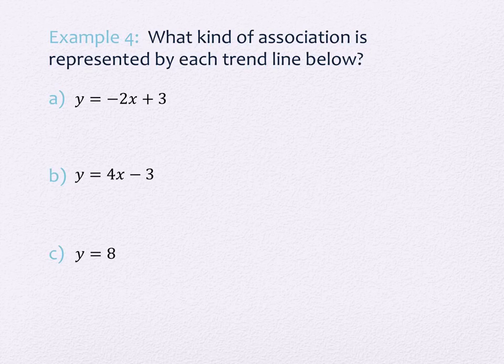Association. I told you that there was a relationship between association and slope. So without saying anything to a neighbor, I want you to write down what kind of association you believe A, B, and C represent as equations of lines. We're going to check and make sure you're right. So just write down what you think. I told you before. What kind of association?